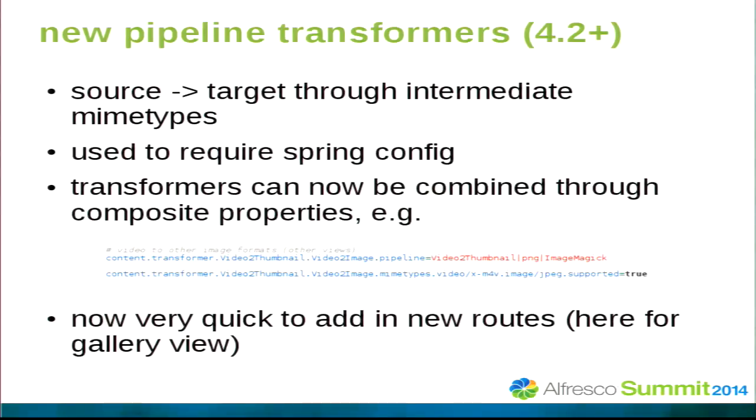As I mentioned in that example, for example, if you want to have a gallery view of video, you can just add that stuff. That will say, I'm creating a new transformer that will use my own custom transformer, which is video to thumbnail, then go to PNG through ImageMagick, and then convert that into JPEG. And all of that, you don't need anything else than just simple properties, which is quite nice.